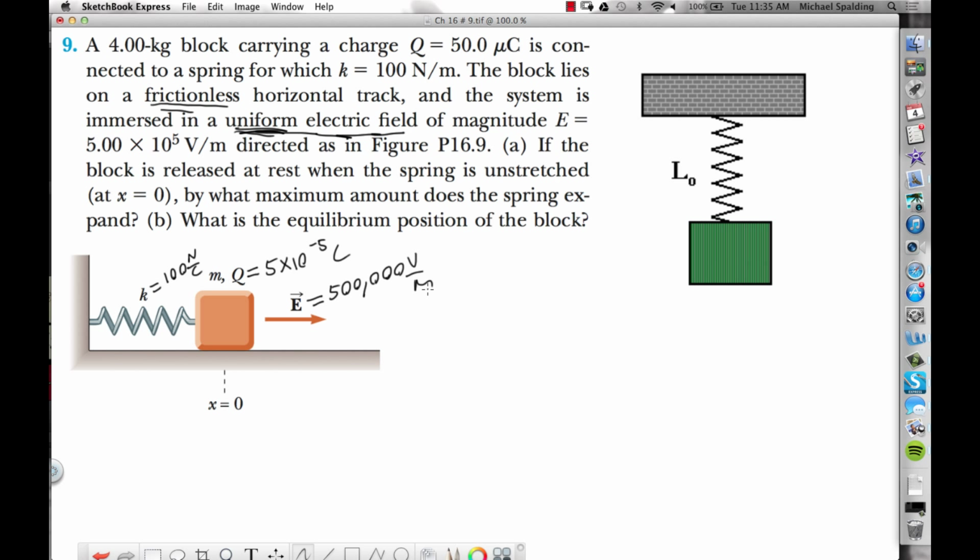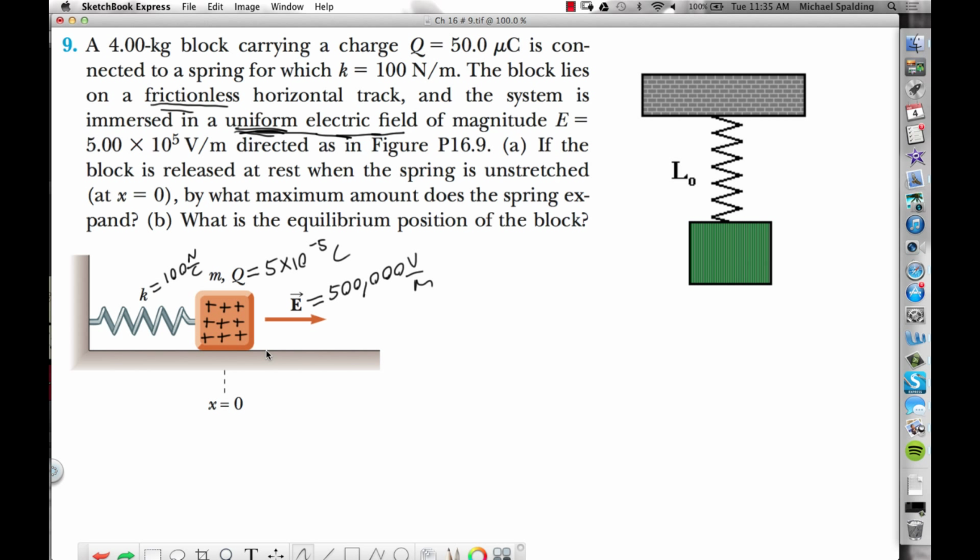The first question is, if the block is released at rest when the spring is unstretched, by what maximum amount does the spring expand? So this block carries a charge. It's a positive charge. So can the electric field act upon the block? Yeah, because what do electric fields do? They exert force on anything with charge. And does everybody see why gravity is not going to factor in here? Because which way is gravity acting? Gravity's acting that way. Can gravity get in there and affect the motion? Nope. That's why the mass doesn't matter.